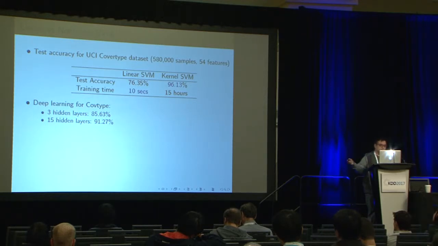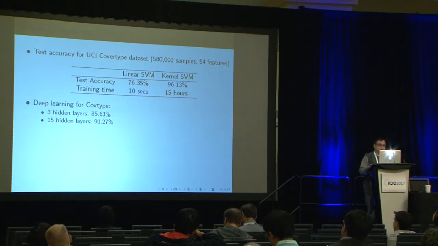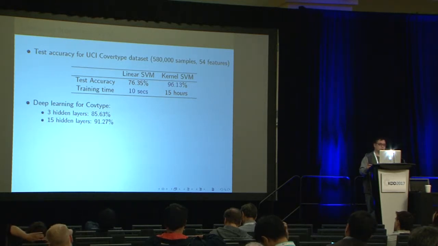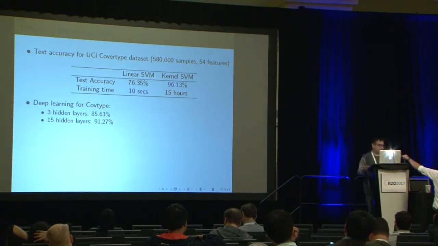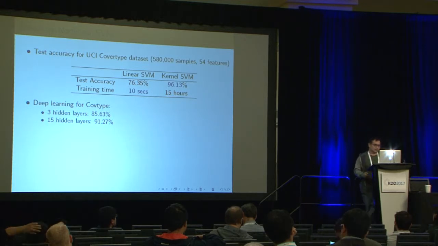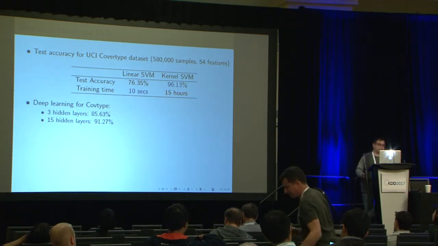And if you use kernel SVM, you can improve a lot. You can get 96% accuracy. So basically, you almost get a correct prediction. But on the other hand, if you consider training time, for linear SVM you only need less than 10 seconds to solve the problem. But if you go to kernel SVM, using Gaussian kernel, you need 15 hours to solve the problem. So you get much better accuracy, but you also encounter much longer training time.